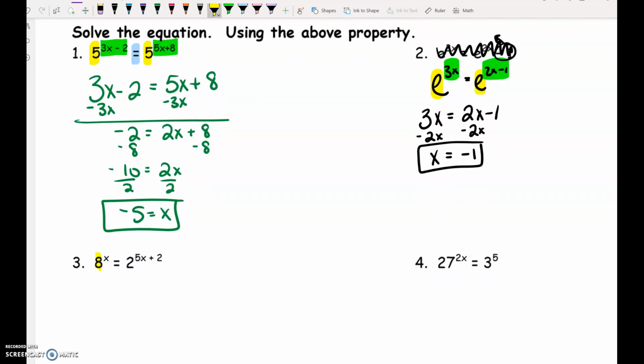So then we get to number 3. And I notice that 8 and 2 are not the same. So we need to think about the smaller number 2. Can we rewrite 8 using that smaller number? So take your bigger number and rewrite it using 2. 8 is the same as 2 to the third. 2 to the third equals 8. So we are going to take this 8 out and put 2 to the third in its place. The x that was there is still going to stay in the exponent.